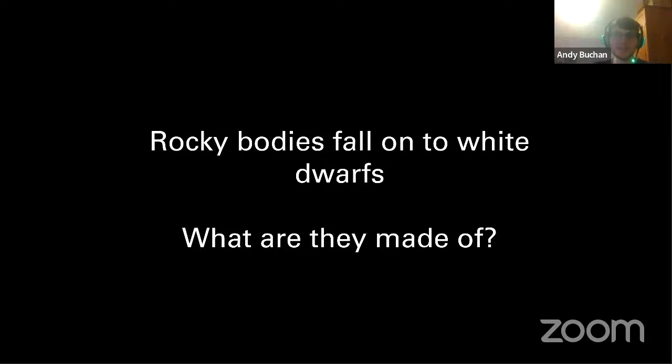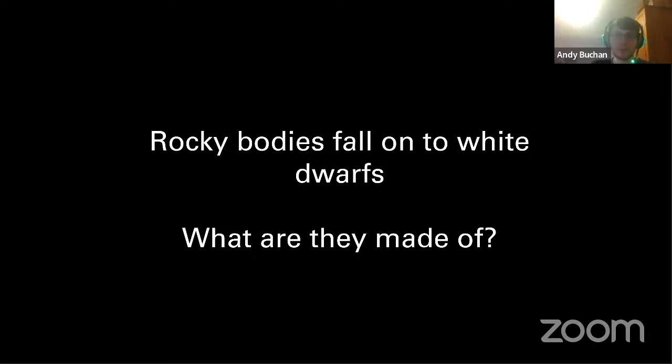But it gives us an indication of what exoplanets might be made of. It can give us an idea of what processes are occurring in other solar systems, and it gives us an idea of whether our solar system is typical or whether actually there's something different about it.